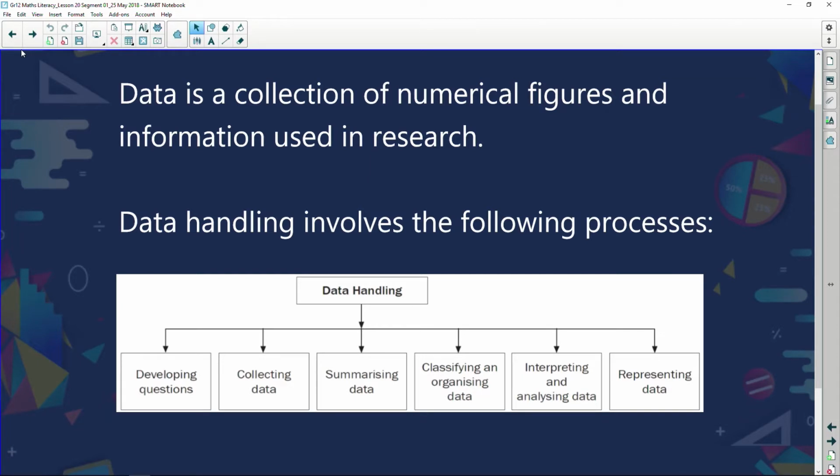We've got data handling, and with that, we've got to learn that we are going to develop questions. We're going to collect data from those questions we've developed. We're then going to summarize the data. We're going to organize the data and classify it. We're going to interpret the data and analyze all of it. And then we're going to represent that data. So, firstly, this developing questions.